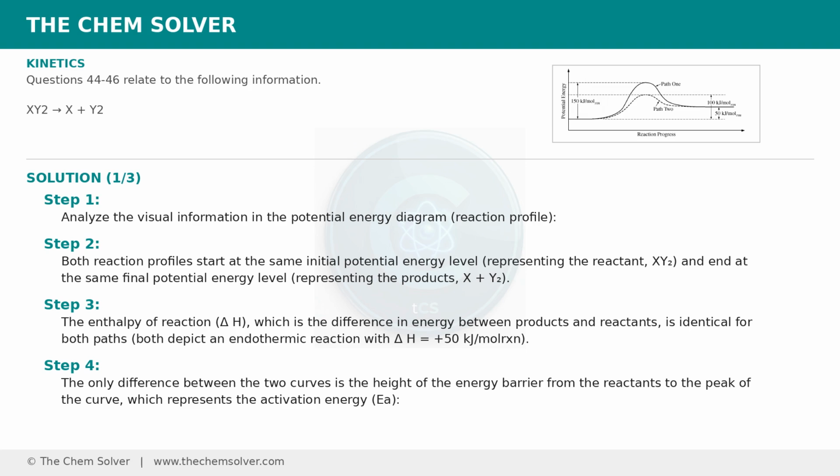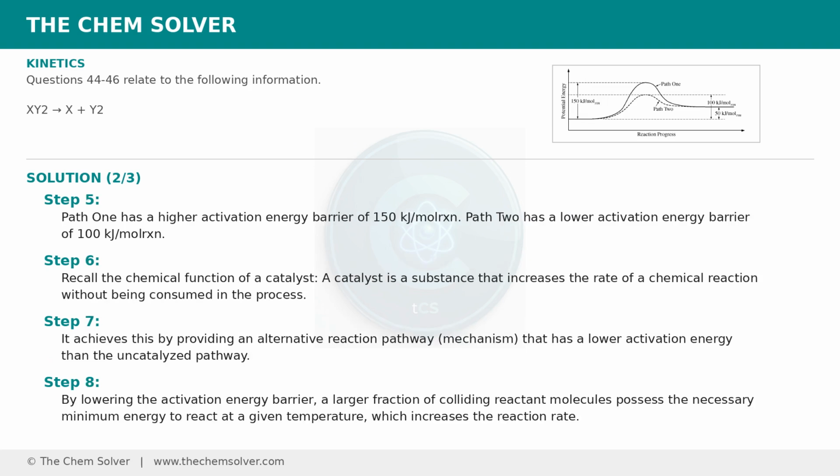The only difference between the two curves is the height of the energy barrier from the reactants to the peak of the curve, which represents the activation energy, EA. Path 1 has a higher activation energy barrier of 150 kilojoules per mole of reaction. Path 2 has a lower activation energy barrier of 100 kilojoules per mole of reaction.